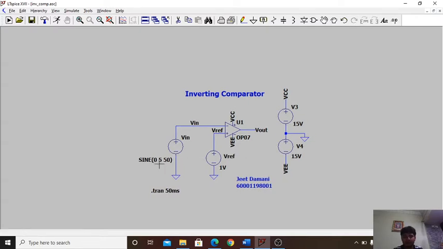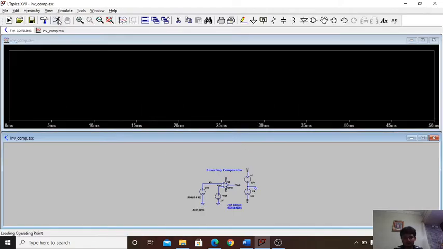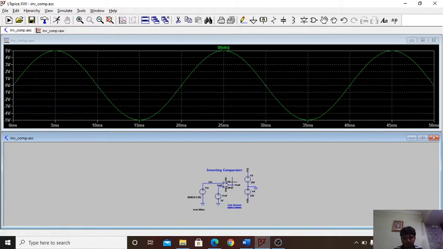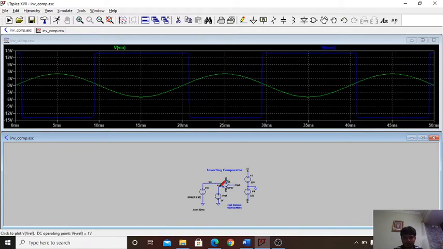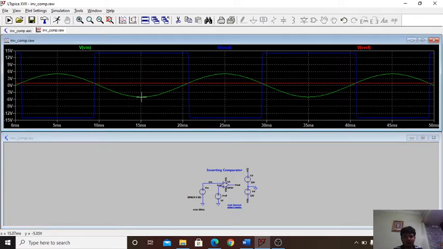First we will see an input frequency of 50 Hz, and we will simulate it. As you can see, when the input voltage is greater than Vref, the output is minus Vsat, and when the input voltage is less than Vref, the output is plus Vsat.